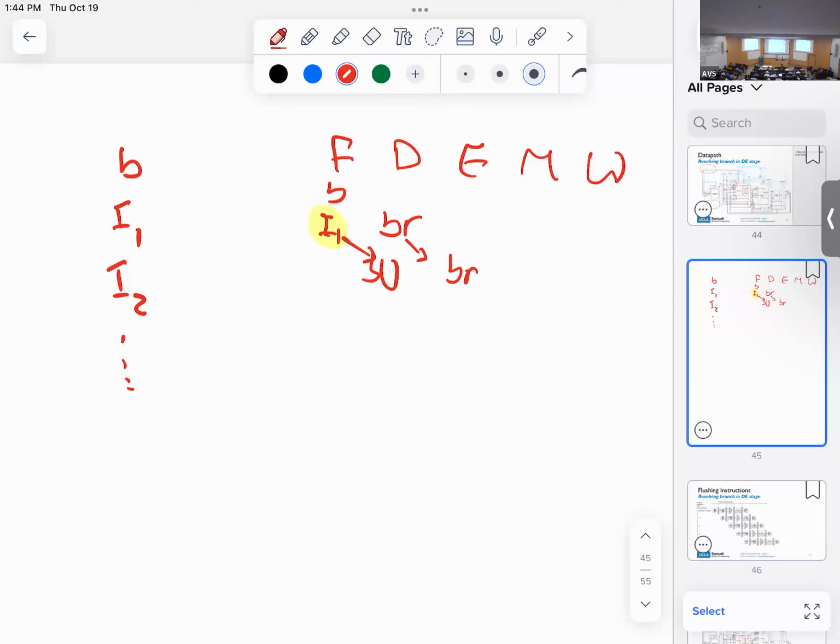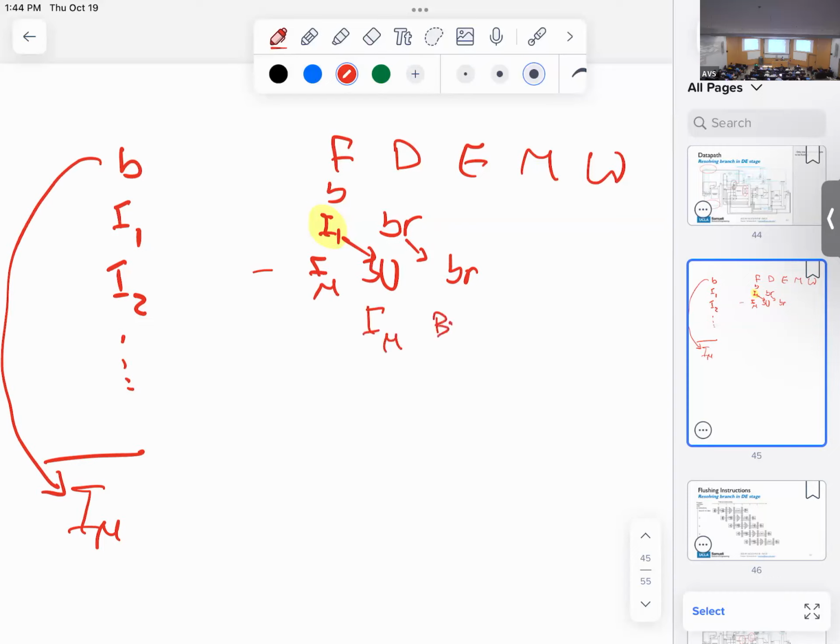And now I can basically fetch that IM thing that was way over here. That's the correct branch target that was jumping here. Okay, so I put the bubble here, the instruction here, and the branch here, and this thing continues, right? So basically IM comes here, bubble comes here, branch comes here, and then maybe IM plus 1 comes here, and so on and so forth. So I basically reduced the number of stalls and flushes from 3 to just 1. Okay, so that makes my processor significantly faster.